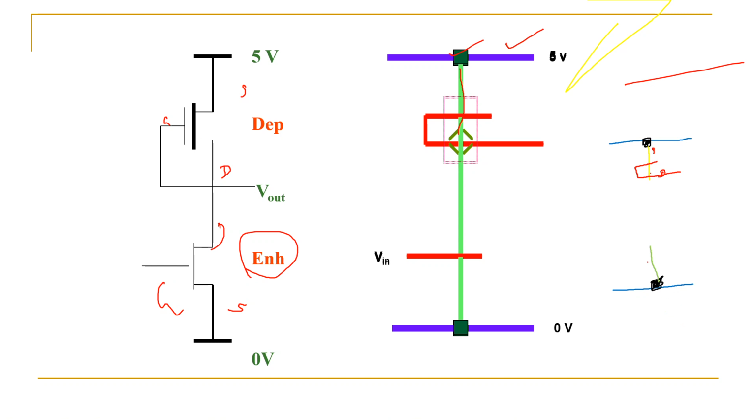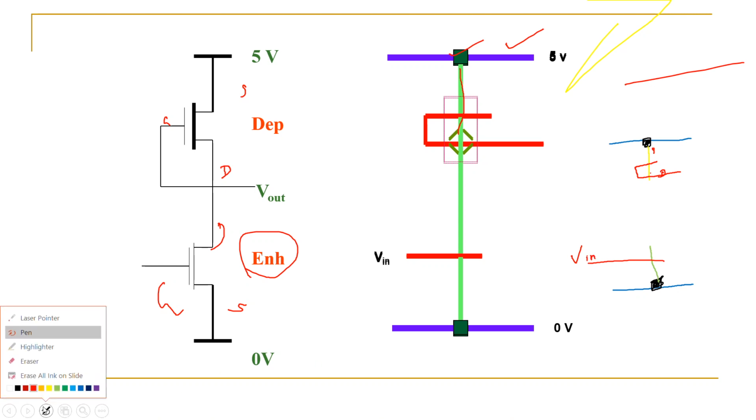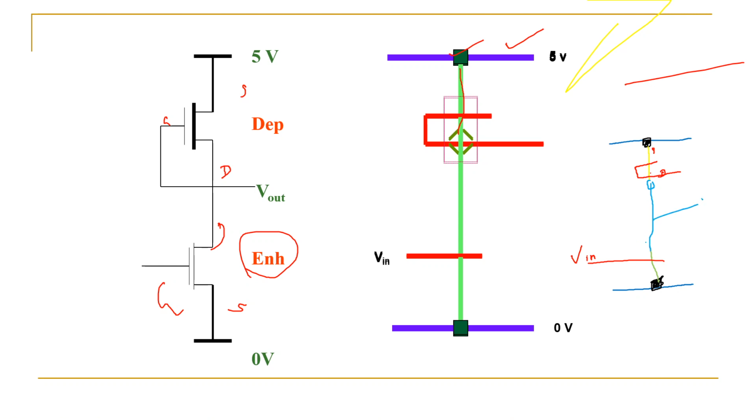From here is your gate side, where you give V in. Now we need to connect our drain and the drain of the P MOSFET using blue metal. So make a contact here, drawn in black, and take it out as V out.